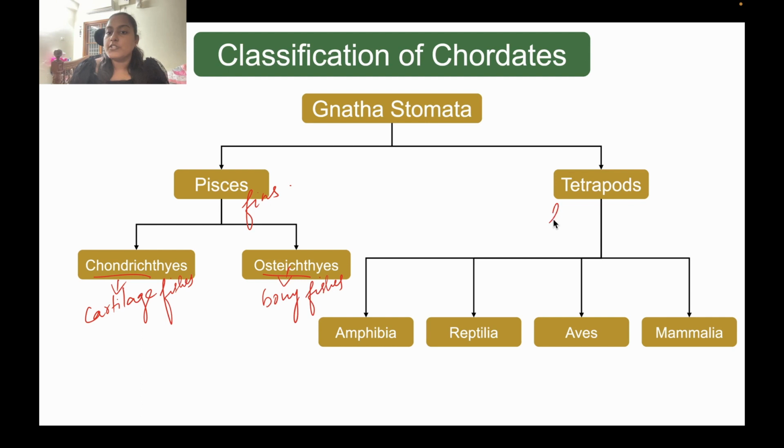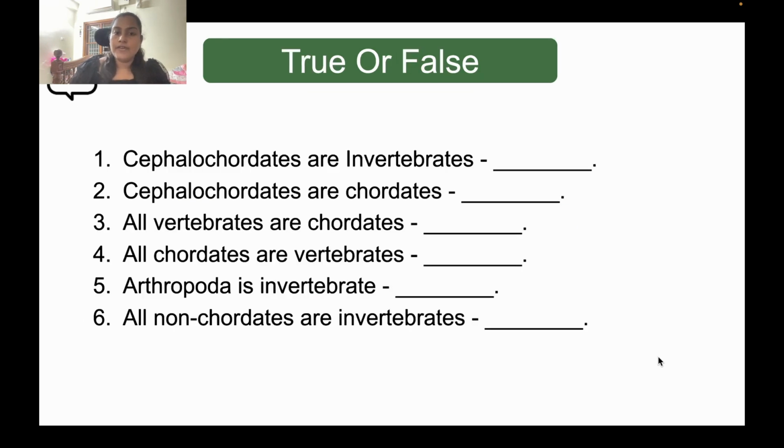Under tetrapods, which have legs or limbs for their movement, right? Amphibians can live both on land and in water, like frogs, toads and all. Reptiles like the snake and the turtle exhibit the crawling motion, like the crocodiles. And Aves, all the birds. And mammals: we human beings, elephants, monkeys all fall under Mammalia. Okay, that's all. Very simple, right?